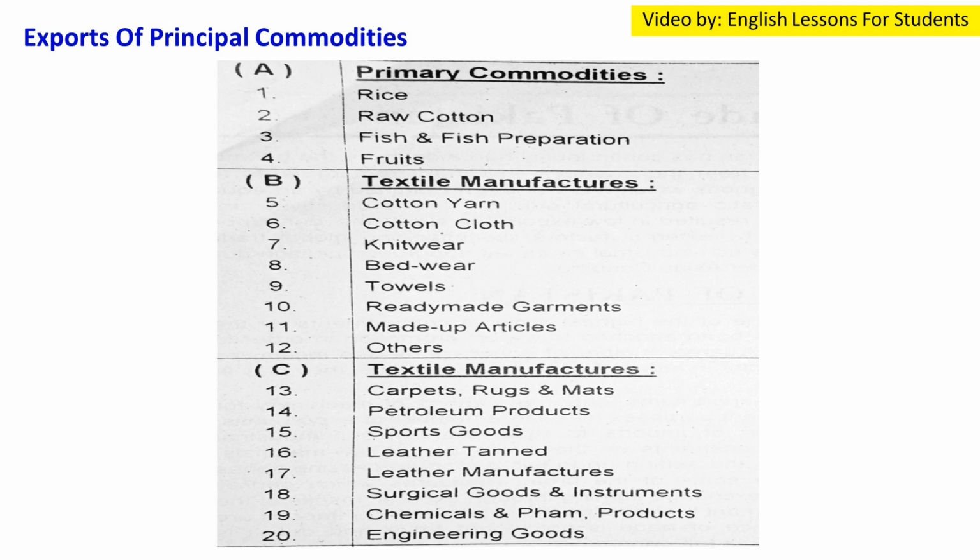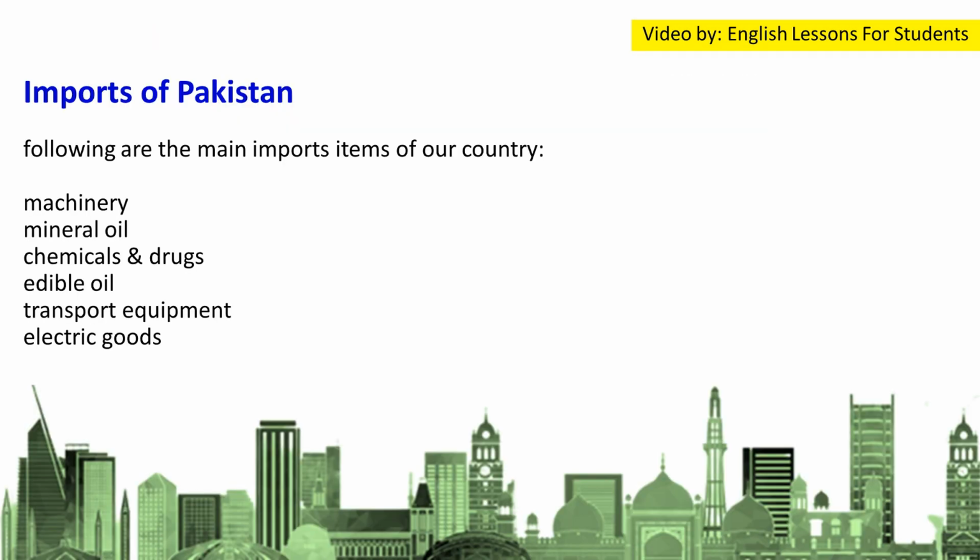Exports of principal commodities. A. Primary commodities. 1. Rice. 2. Raw cotton. 3. Fish and fish preparation. 4. Fruits. B. Textile manufactures: cotton yarn, cotton cloth, knitwear, bedwear, towels, ready-made garments, made-up articles, or others. C. Other manufactures: carpets, rugs and mats, petroleum products, sports goods, leather tanned, leather manufactures, surgical goods and instruments, chemicals and pharmaceutical products, engineering goods.